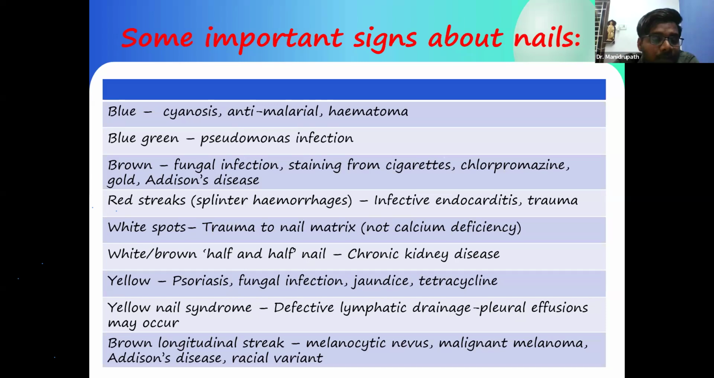Next, coming to white, brown, half and half nails. This indicates chronic kidney disease. So in CKD cases, if you are dealing with any CKD case and there is this white or brown half and half nail discoloration, the remedies you can think of are three: Apocynum, Apis, and Serum anguillae.